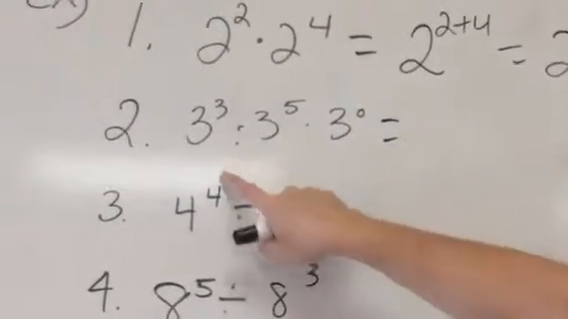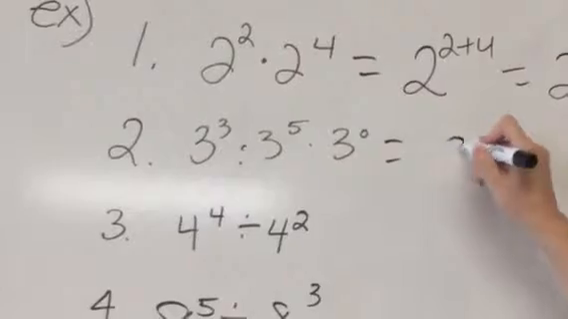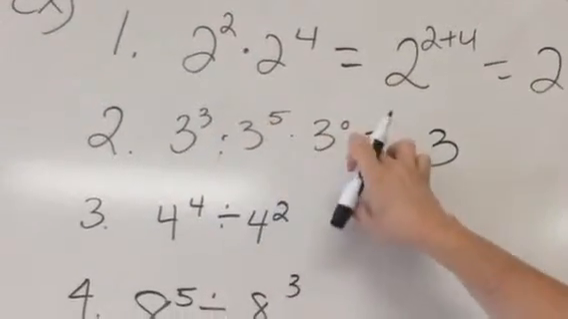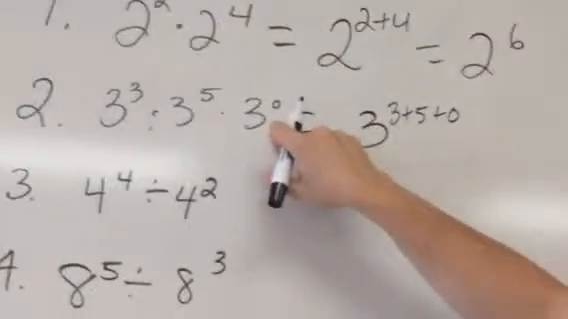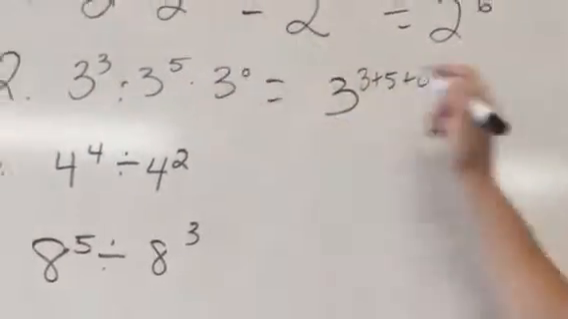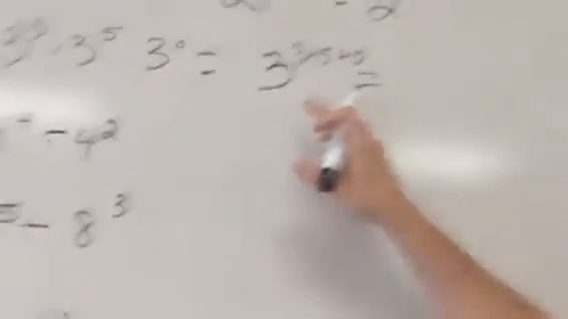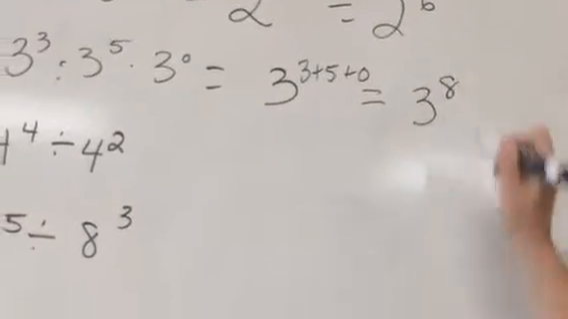Okay, how about here? I have like bases. I'm going to add my 3 exponents. 3 plus 5 plus 0. We know 3 to the 0 equals 1, so I could just say that's multiplied by 1, but I'm just showing it out for you. That's going to be 3 to the 8th power. I just add the 5 and the 3.